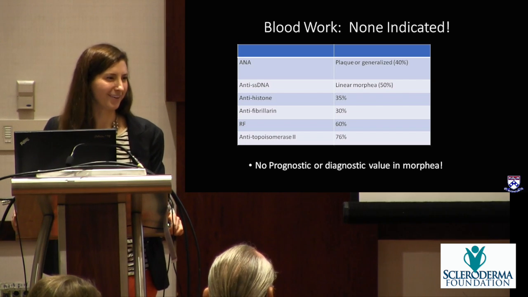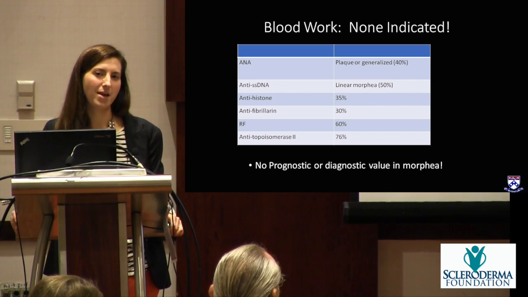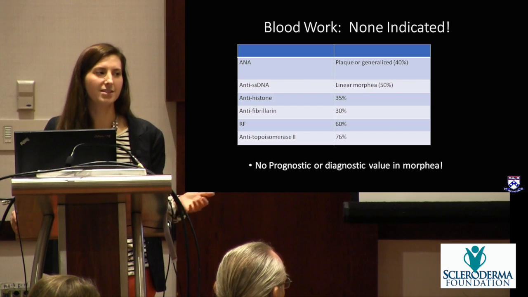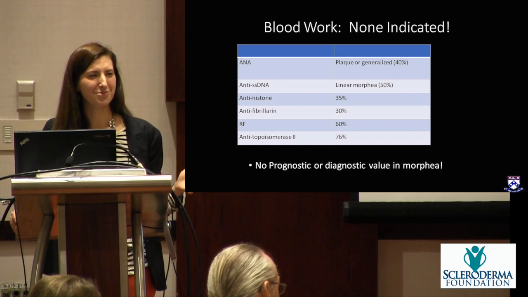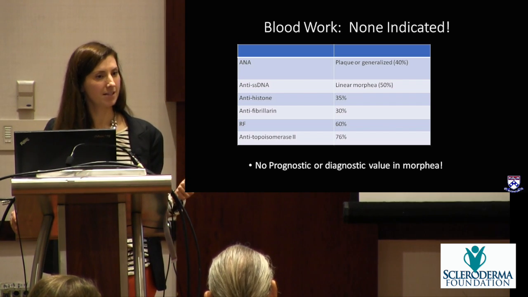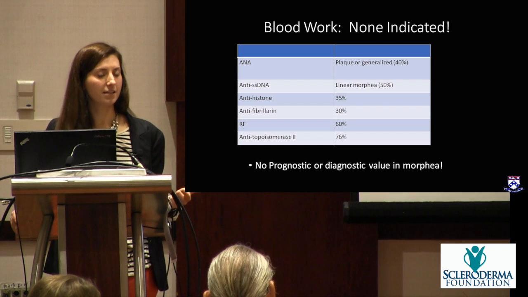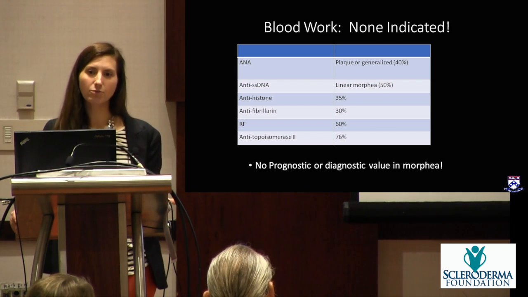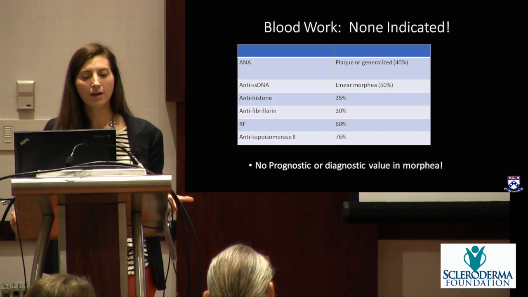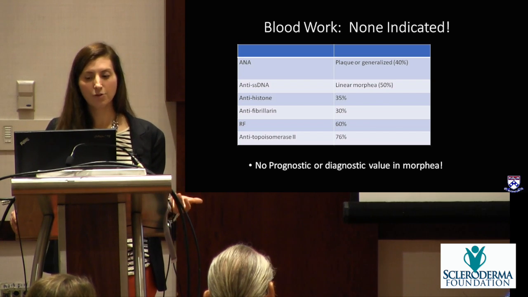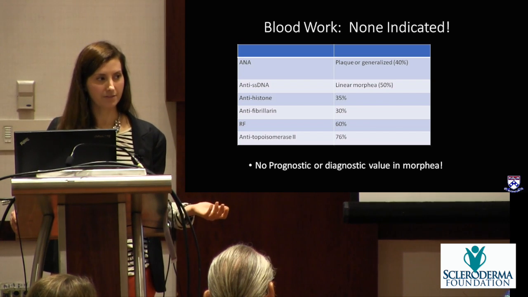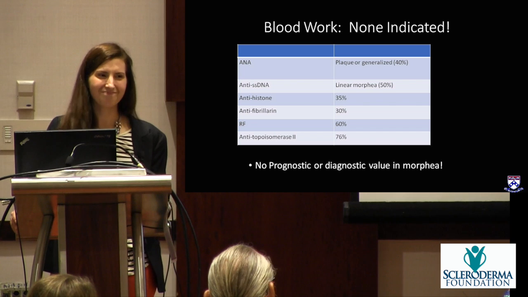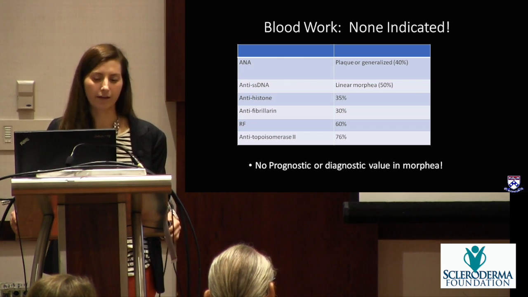So what about blood work? I check a lot of blood work on patients, but it's because I'm treating them with systemic medication, not because I'm doing anything to diagnose the condition or give prognostic information. A lot of patients with morphea will have positive autoantibodies. 40% of morphea patients have a positive ANA. Does it mean anything? No, I often do not check it.